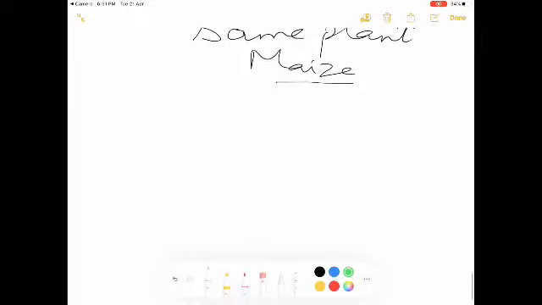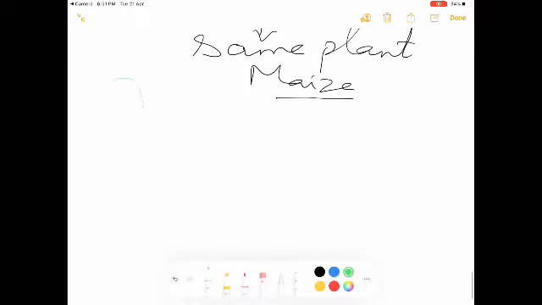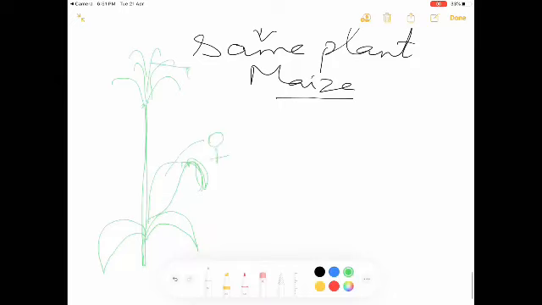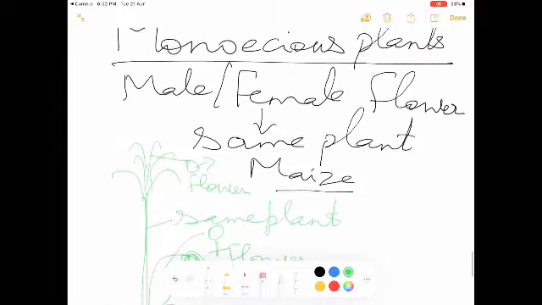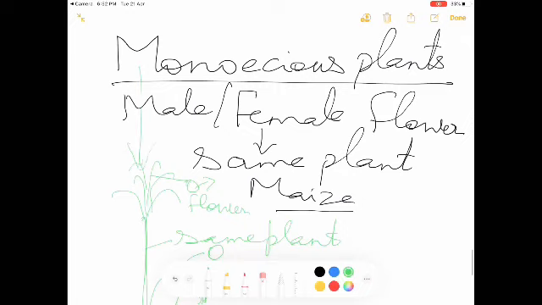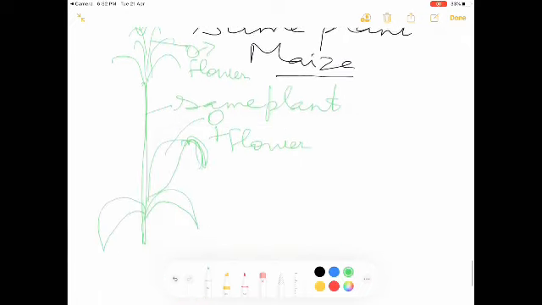You can see I am going to draw a maize plant. In the maize plant, the top has the male part, and these are the leaves, and here we have the female portion. So this is the female flower and these are the male flowers. You can see the same plant is having two flowers, male and female. So this is called a monoecious plant. Maize is a good example, as I have shown you here.